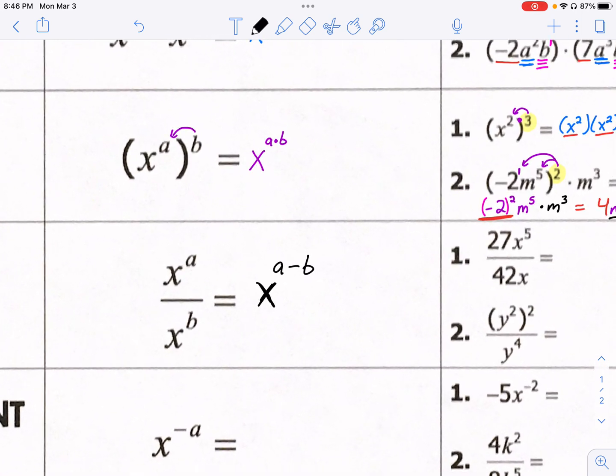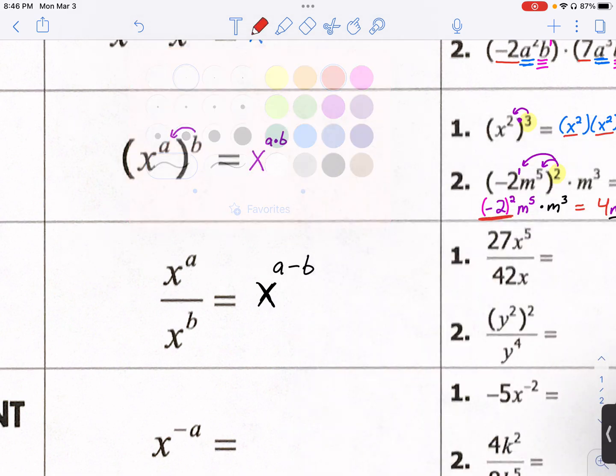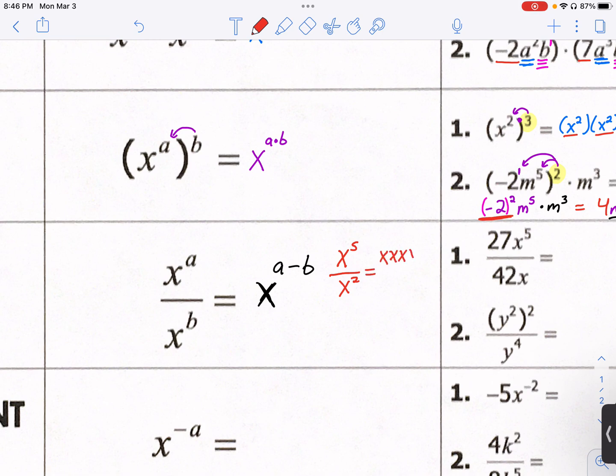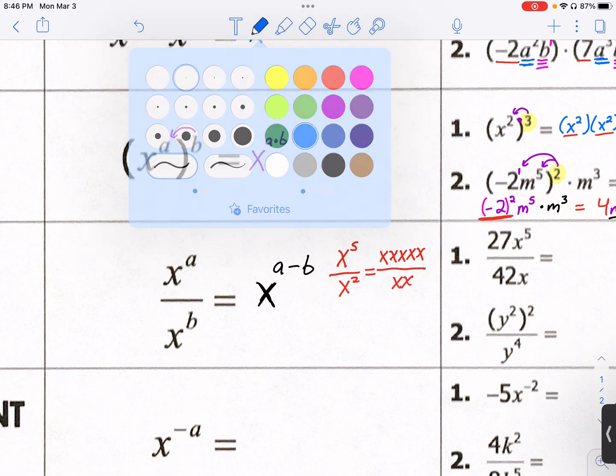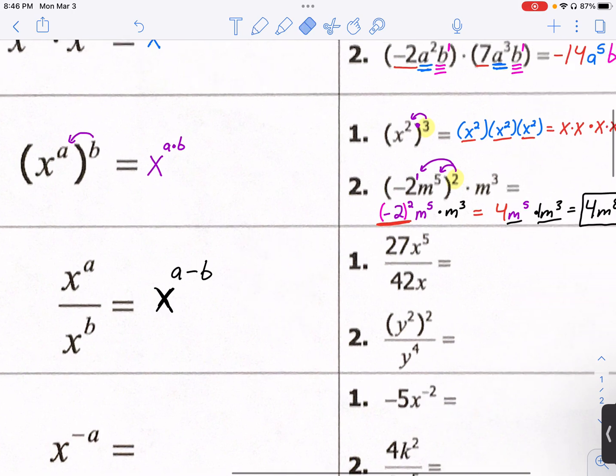All right, and really quickly, I'm just going to show you how come. The reason is if I have x, let's just go with x to the 5th over x squared. Again, you don't have to write this down. Just explaining it real fast. Again, I have 5 x's on top, 2 x's on the bottom. From there, I'm going to cancel out these pairs, and I should be left with just x cubed. Only 3 x's left over. So again, that's why that is that. They'll cancel, and that's why we subtract.